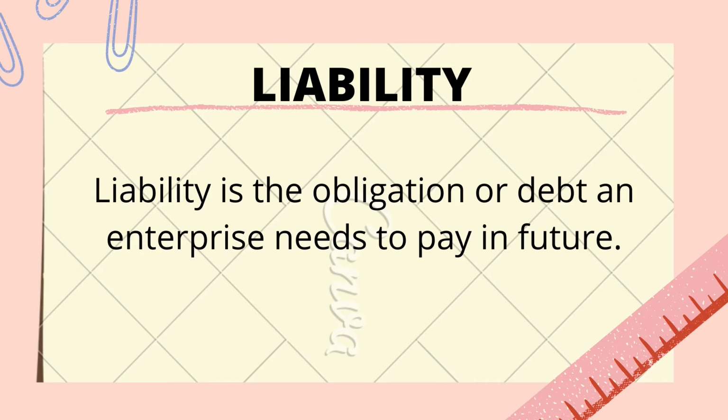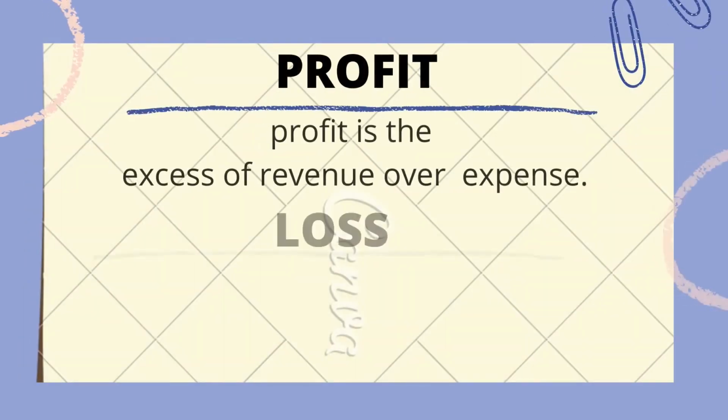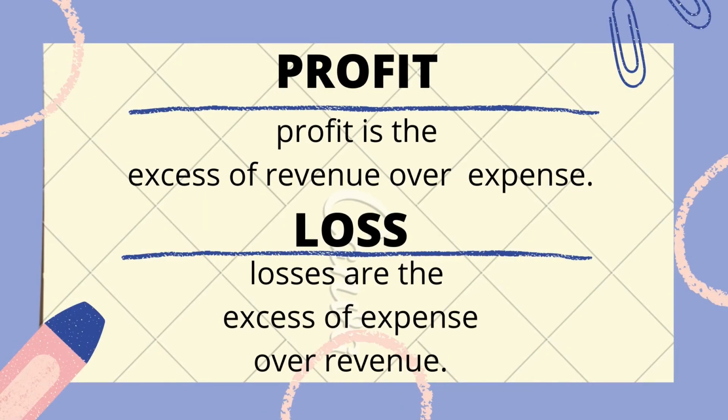One day his dad asked if his business is doing well or not. He took his book out and started to calculate. He then added revenue and subtracted expenses. And guess what he got? Yeah, it is profit. Profit is excess of revenue over expenses and loss is excess of expenses over revenue.